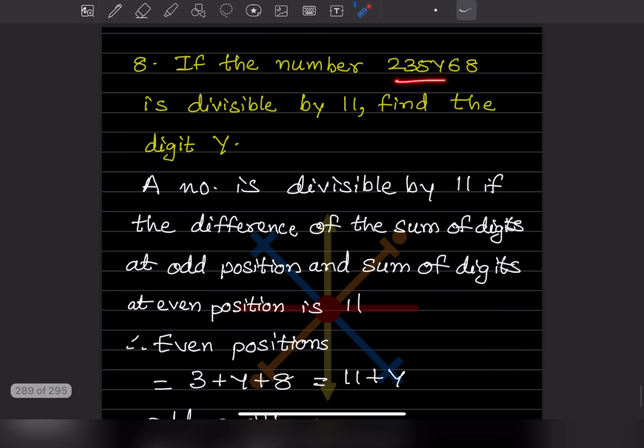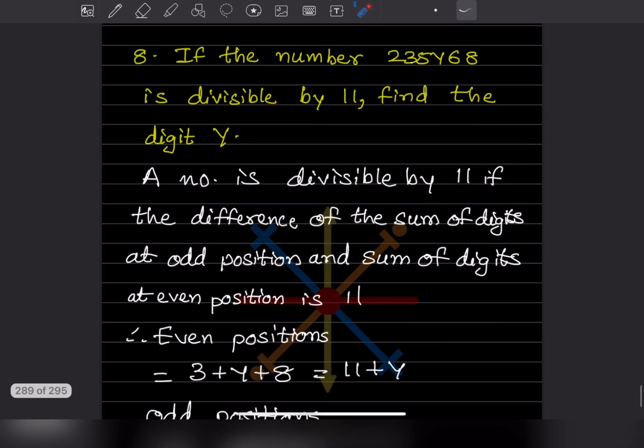The number given is divisible by 11 and you have to find the digit y. So what is the divisibility rule for 11? A number is divisible by 11 if the difference of the sum of digits at odd positions and the sum of digits at even positions is 0 or a multiple of 11.